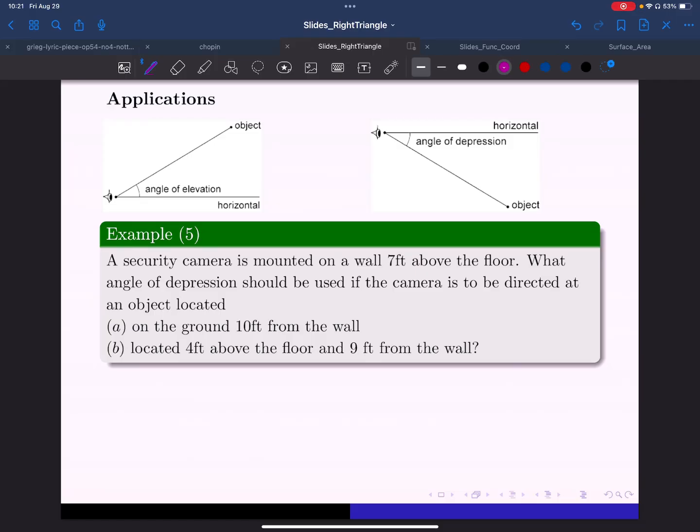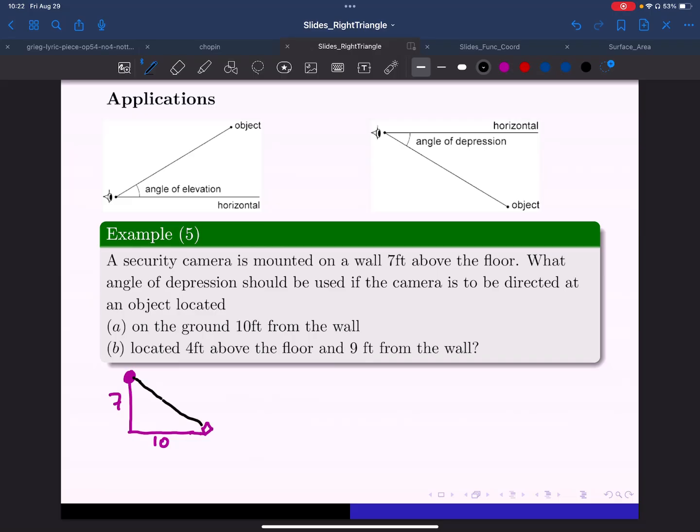All right, so we have the wall and we have the floor. The wall, right above the wall, 7 feet, we have the security camera located there above the floor, and then the object is 10 feet away. So here is my object, let's call it a diamond. And we are asking the security camera what angle of depression.